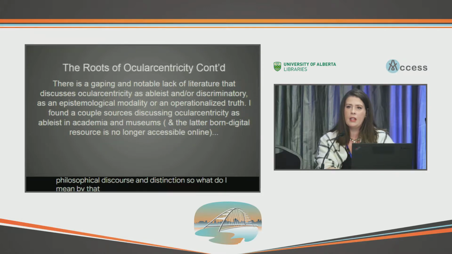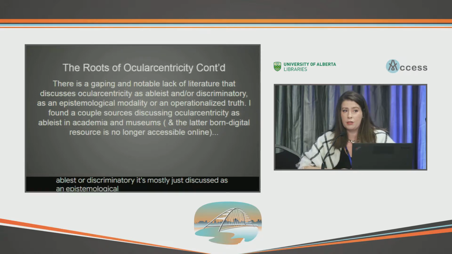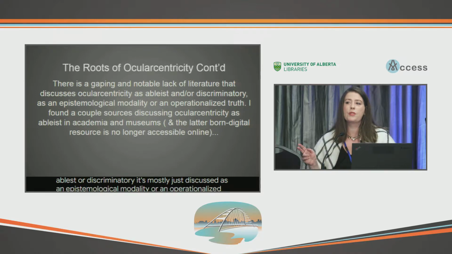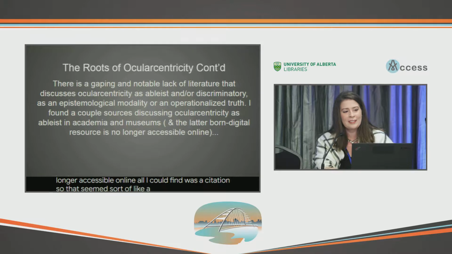So what do I mean by that? There seems to be a gaping and notable lack of literature that discusses ocularcentricity as ableist or discriminatory. It's mostly just discussed as an epistemological modality or an operationalized truth, or sometimes an anthropological truth. So I found a couple of sources discussing ocularcentricity as ableist in academia and museums. Just the two. The latter, a born digital resource, is no longer accessible online. All I could find was a citation. So that seemed sort of like a play within a play for my research.